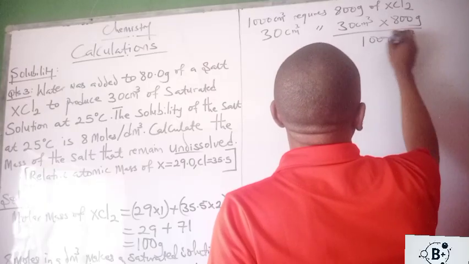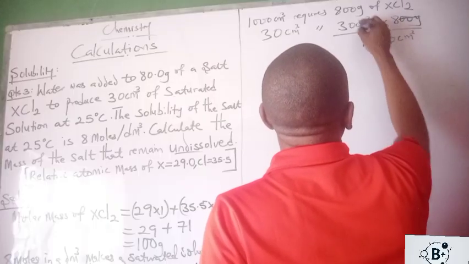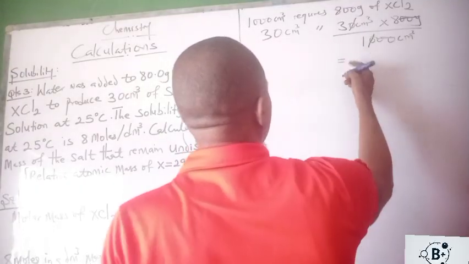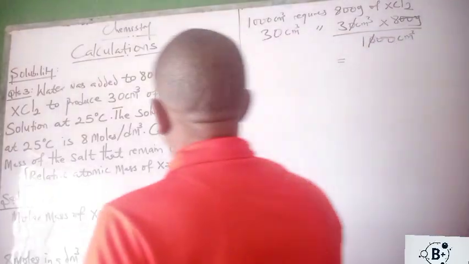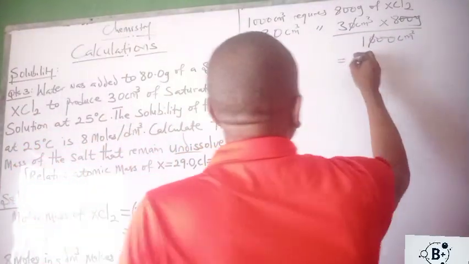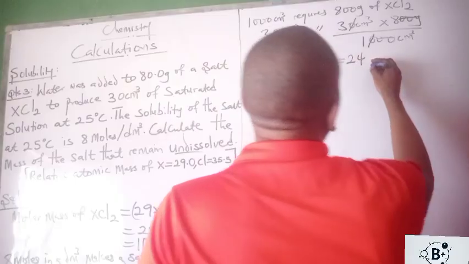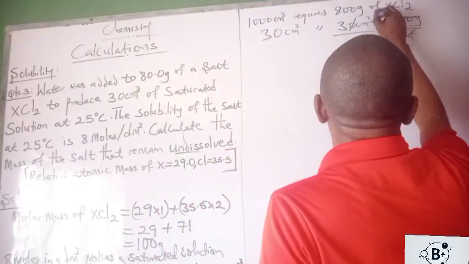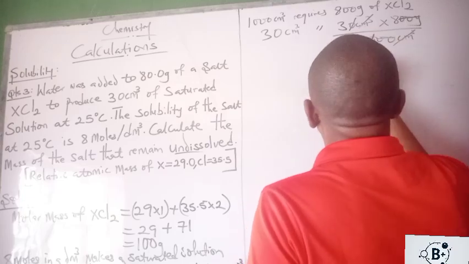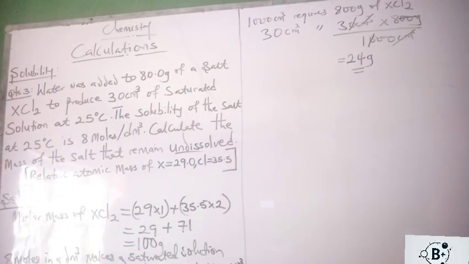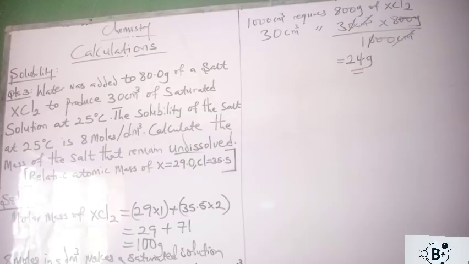So this 20 take away this 20, this one take away this. So which is now 3 times 8. 3 times 8 is 24. So that is 24 grams. Now 24 grams is what is required to dissolve in 30 cm³.